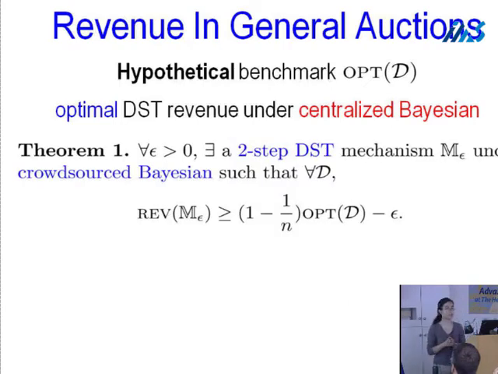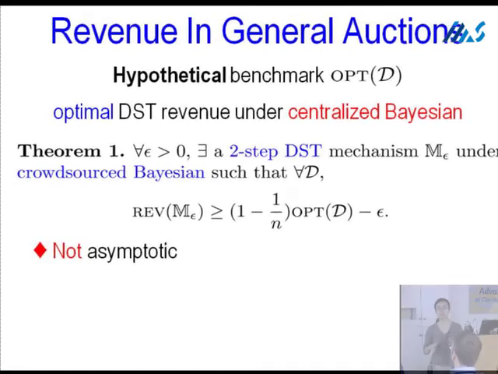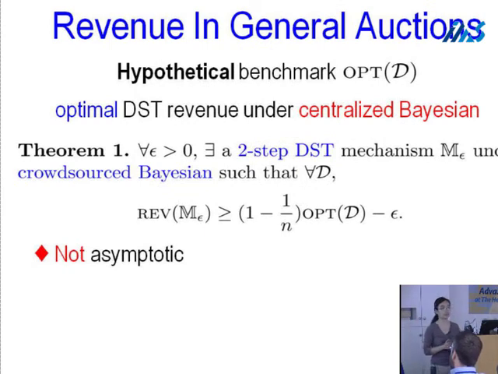So here is our theorem: for any small number epsilon positive, there exists a two-step DST mechanism under the crowdsourced Bayesian assumption, such that no matter what the distribution is, the mechanism will always generate revenue which is a 1 minus 1 over n fraction of the optimum benchmark, minus some epsilon discount, which we don't care about. Here, n is the number of players. Now, let me emphasize that this result is not asymptotic. This holds for any n greater than or equal to 2.